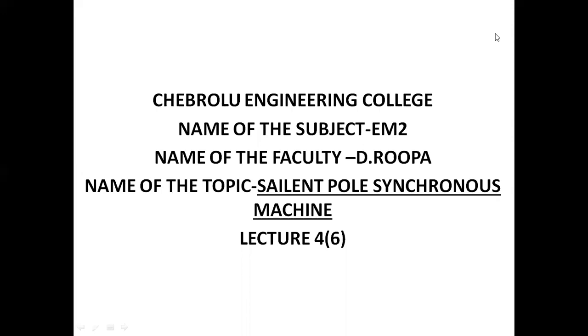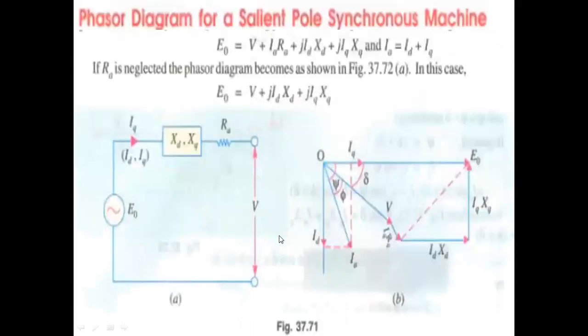In this chapter on alternators, I'm going to deal with the salient pole synchronous machine. We have already completed the principle of operation of the salient pole synchronous machine. It has two types of axis, the D axis and the Q axis. The D axis is the field pole axis, directed on the poles, and the axis passing through the center of the interpole space is called the quadrature axis or Q axis.